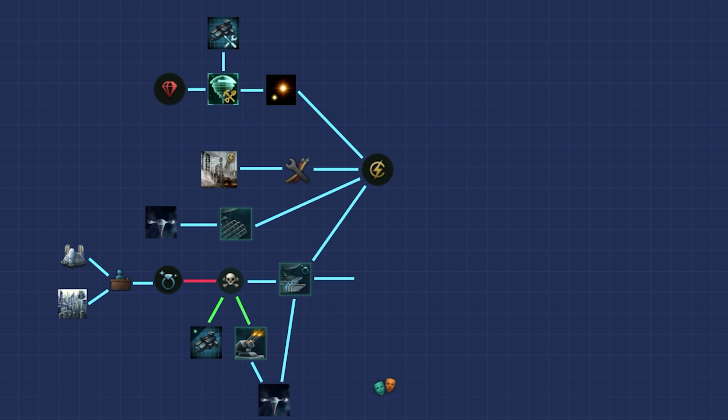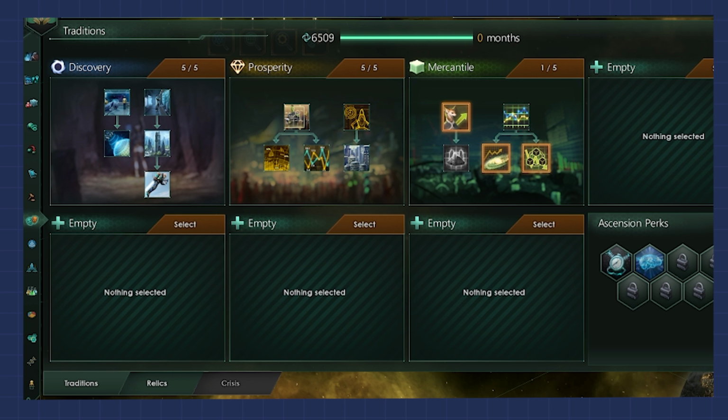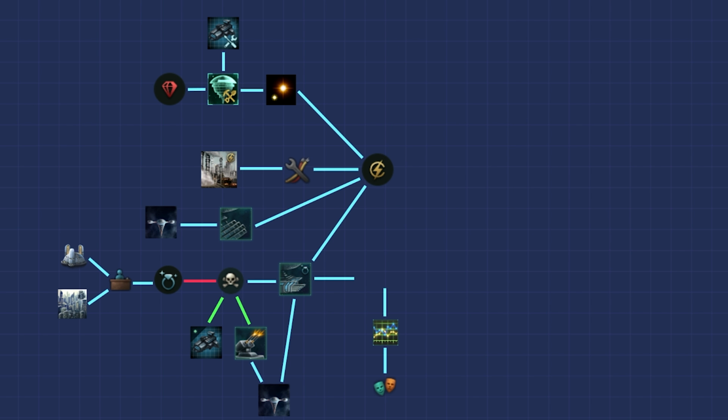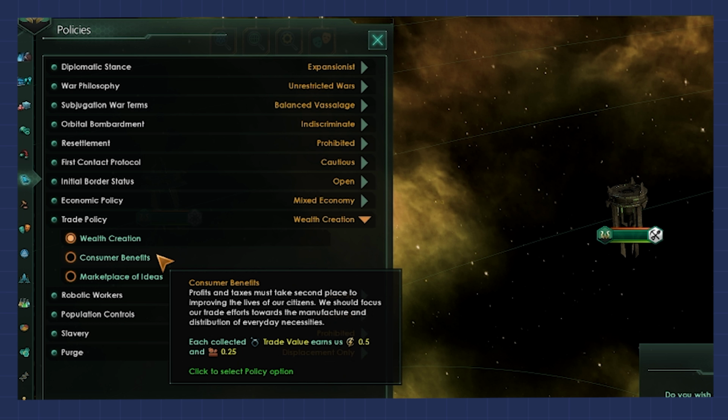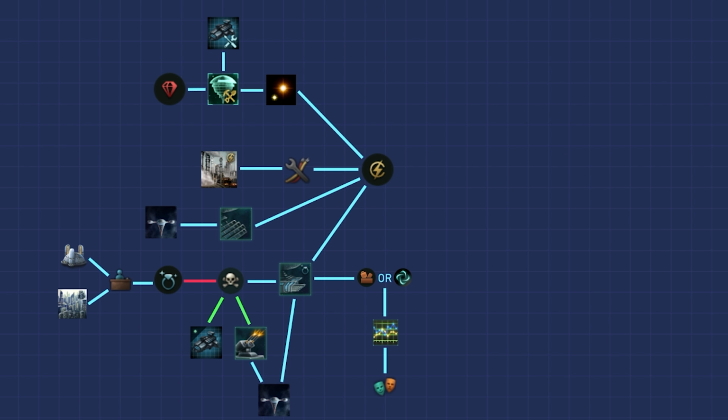If you have the tradition, adaptive economic policies, you can produce either consumer goods or Unity. And if you have the right Federation perk, you can also produce both. You always produce a bit of energy through trade value. This is a pretty decent option of getting a bunch of consumer goods, which allows you to better prioritize your industrial districts towards alloys.